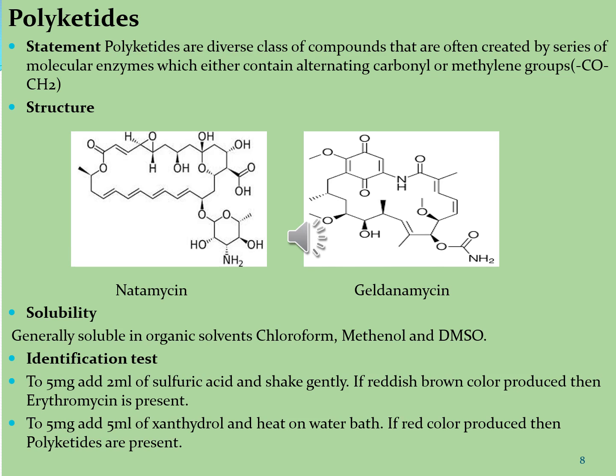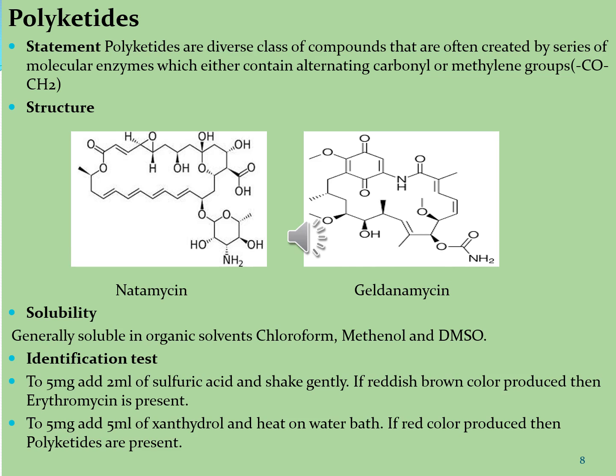Polyketides are insoluble in water. However, they are soluble in organic solvents, and these solvents are chloroform, methanol, and dimethyl sulfoxide. Now we see the identification tests through which we can observe and confirm the presence of polyketides. In the first test, we take 5 mg of sample and add 2 ml of sulfuric acid and shake gently. If a reddish brown color is produced, it means erythromycin is present, which is in the class of polyketides.